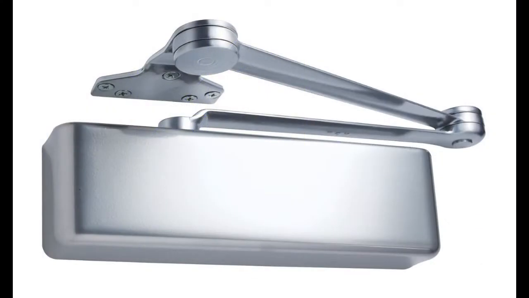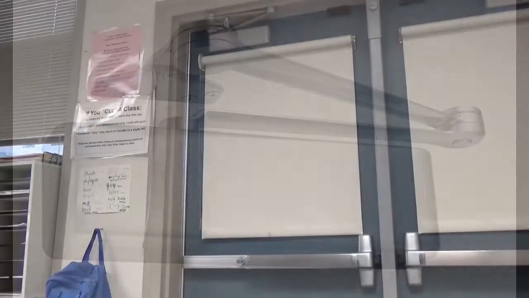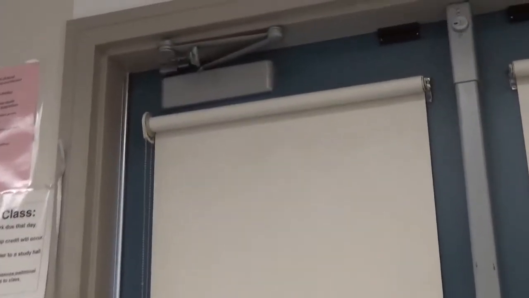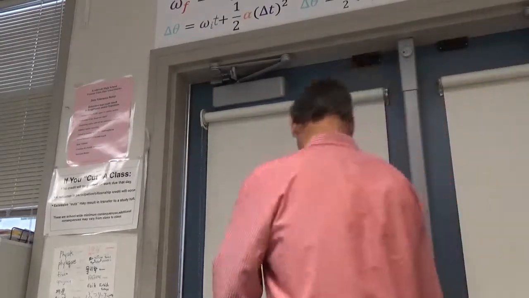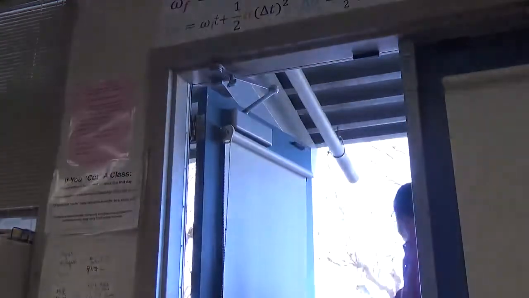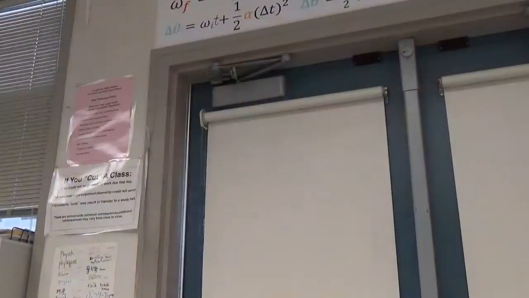This is a door closer, and you attach it to a door, and it produces a torque to close the door, thus the name door closer. So here, let's see it in action. So there you see the door closer at the top of the door, and when I release the door, it produces a torque and closes the door.